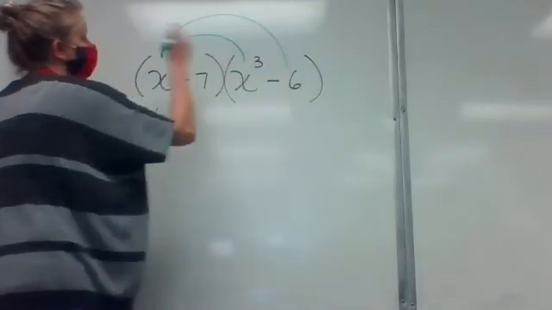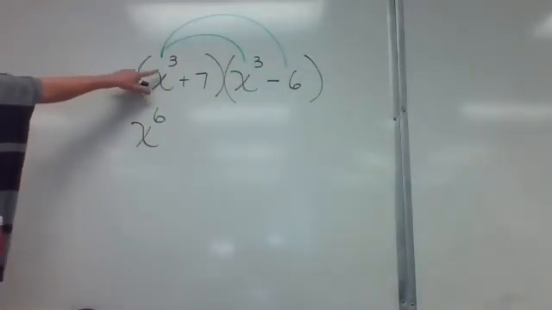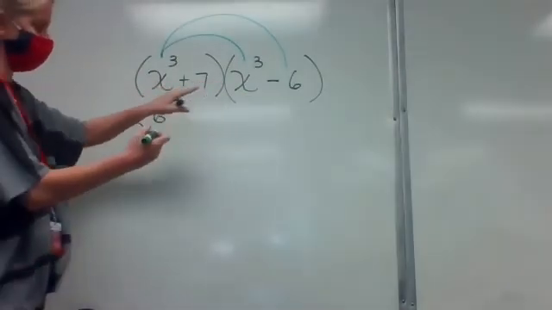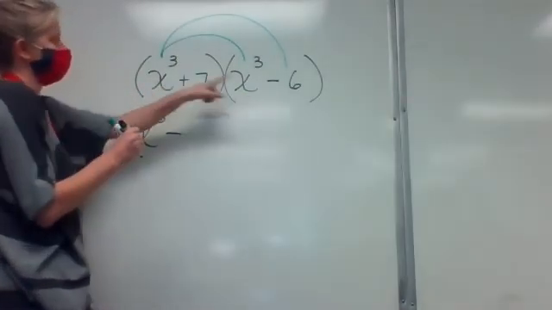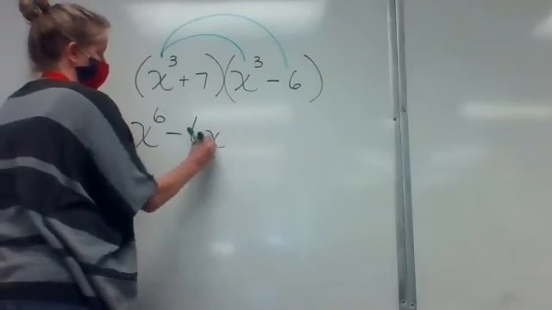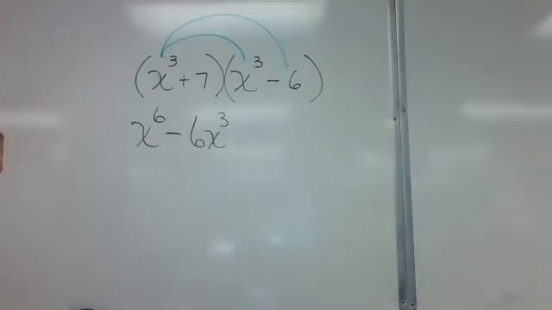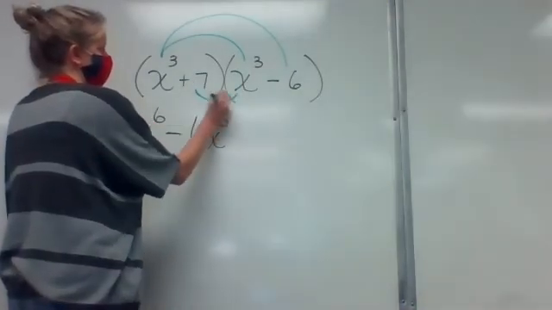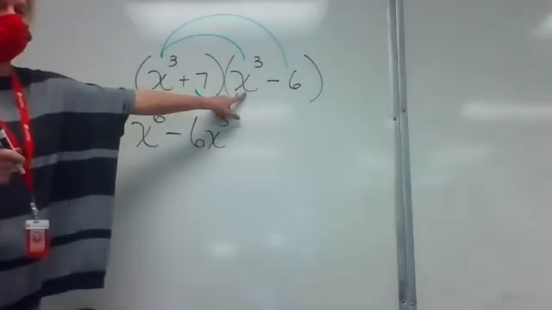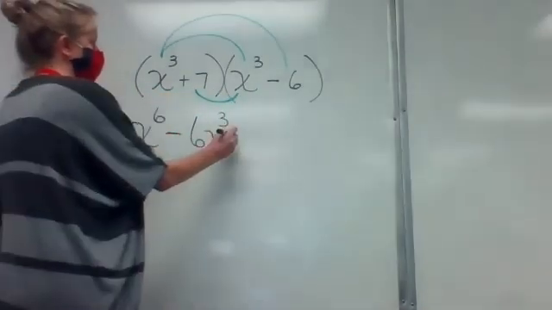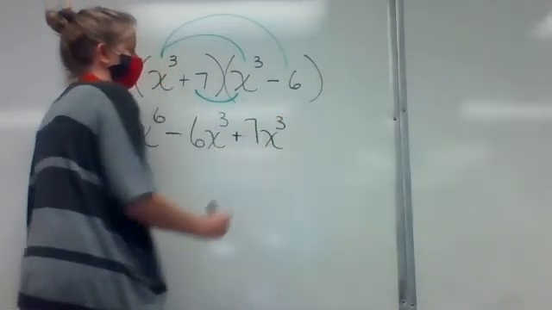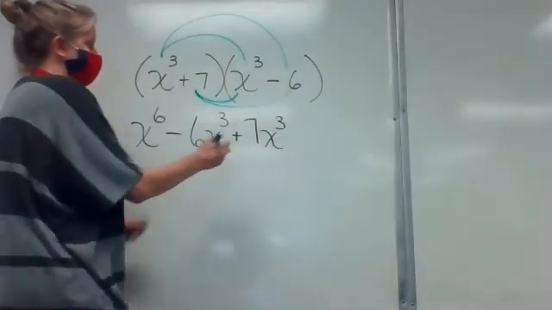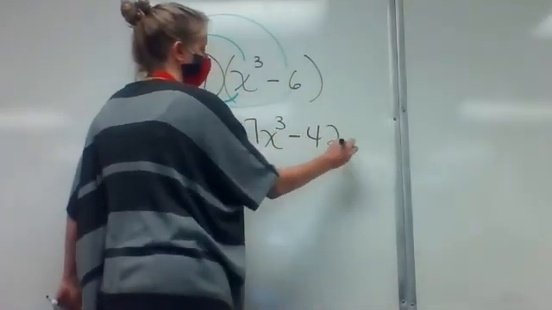My outer, what do I have here? I've got a positive x to the third times a negative 6. So a positive times a negative gives me a negative. X to the third times 6 is just 6x to the third. My inner, positive 7 times x to the third just gives me positive 7x to the third. And my last, I've got a positive 7 times a negative 6, which gives me negative 42.